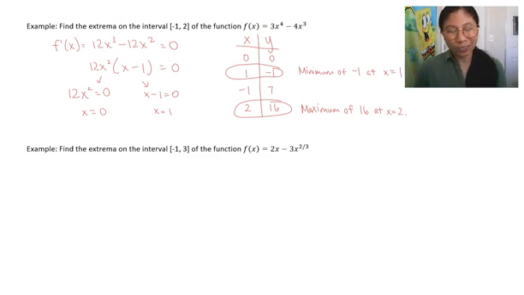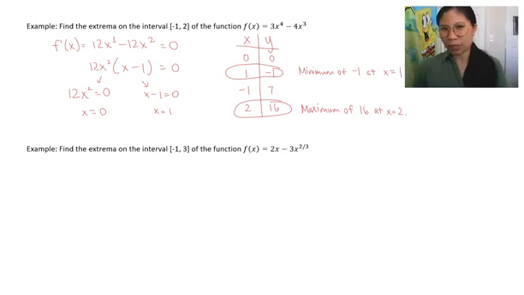Okay, so let's do another example together. This time I am looking at the interval from -1 to 3, and the function is 2x minus 3x to the 2/3 power. So again, I'm going to find my critical points by setting my derivative equal to 0, and I also want to look for any points where the derivative does not exist.